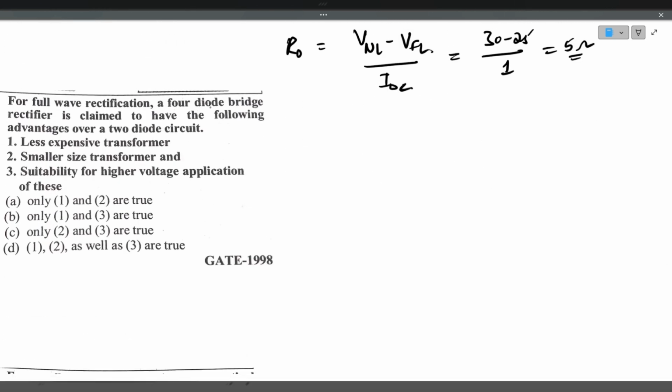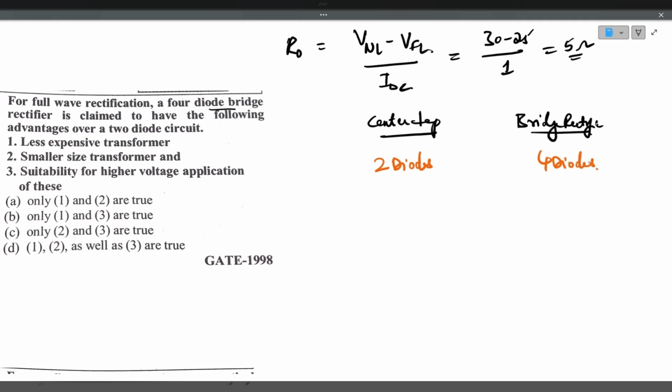For full wave rectification, a 4 diode bridge rectifier is claimed to have the following advantages over the 2 diode circuit. He's asking the advantages of a bridge rectifier over center tap. We'll see the differences between bridge rectifier and center tap. Center tap has 2 diodes. Bridge rectifier has 4 diodes. The transformer utilization factor of the center tap is 0.68, whereas for the bridge rectifier it is 0.812, which is higher. Center tap uses a center tap transformer, whereas bridge uses a simple transformer.